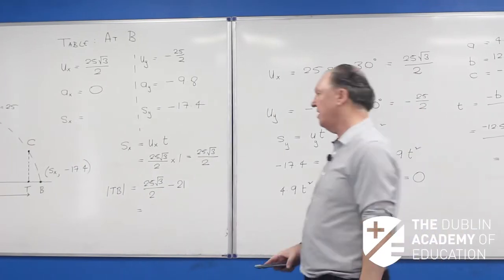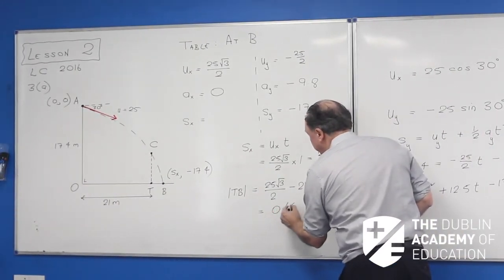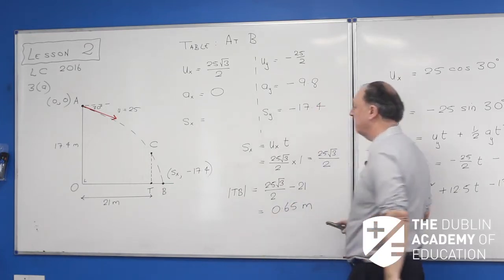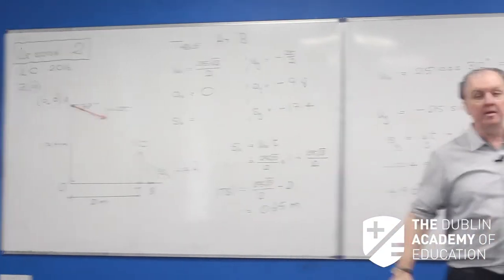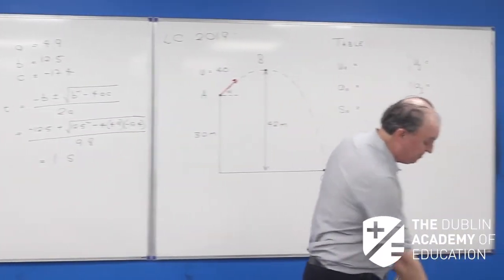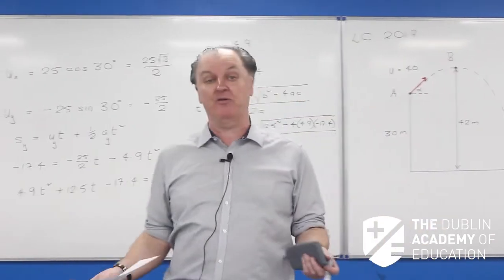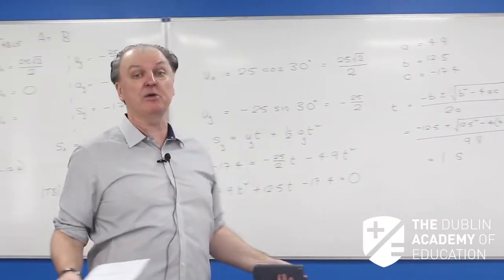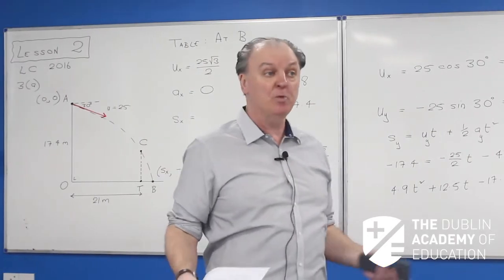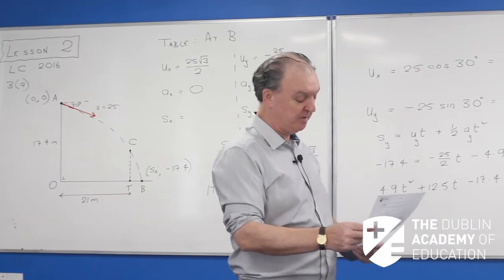Press my SD button. I'm going to go 2 decimal places, 0.65 meters. Now, it's still not finished. You know, it's a tricky enough question. The last part is involving the other equation I haven't talked about. All the time I've been using s equals ut plus a half at squared. Well, there is an equation that you have to use called v is equal to u plus at.